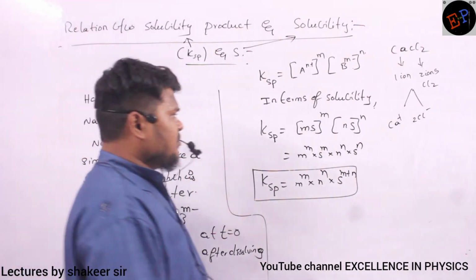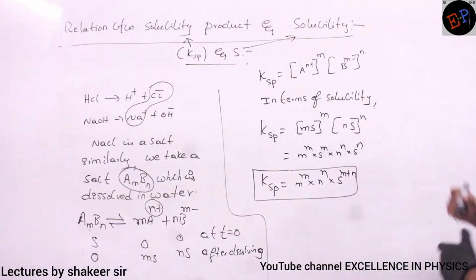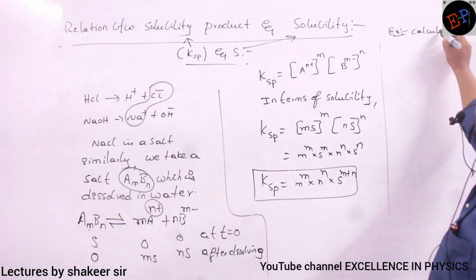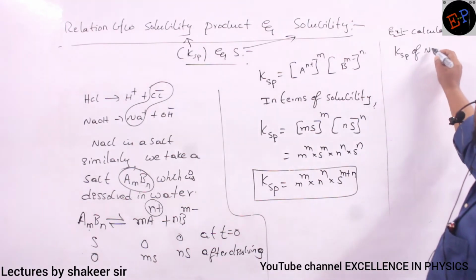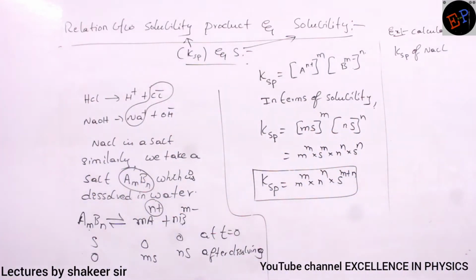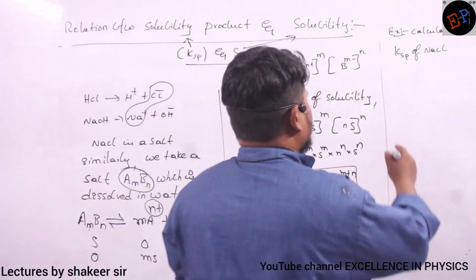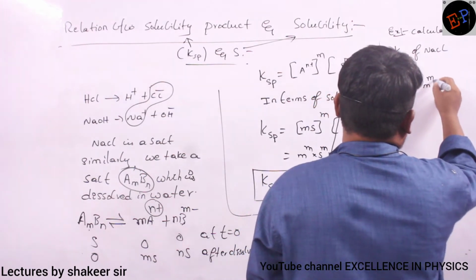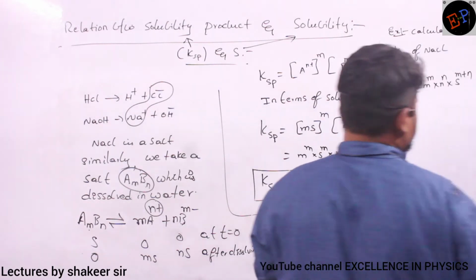For example, let us see how we can do the calculations. Example: calculate the Ksp of NaCl salt. Write it down. So what is the formula of Ksp? Ksp is equal to M power M multiplied by N power N multiplied by S power of M plus N. This is the formula, no?